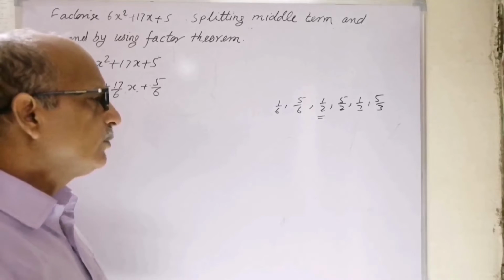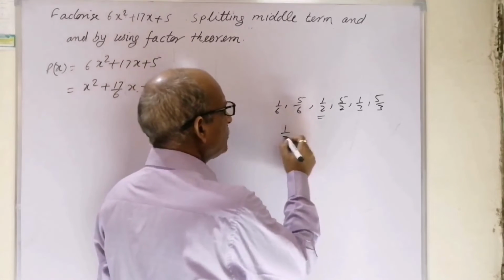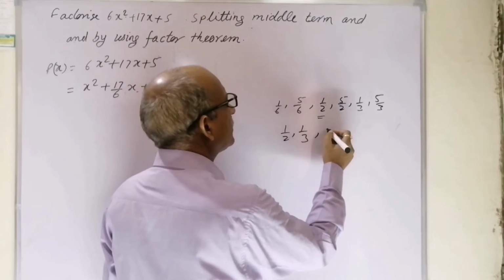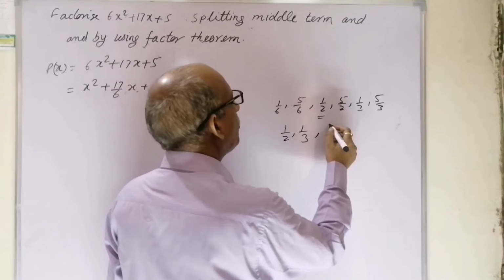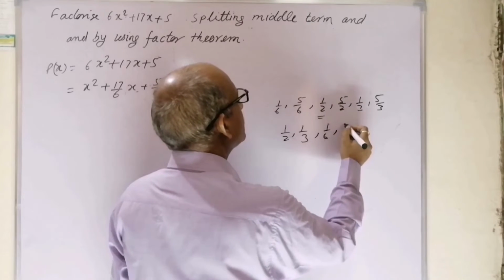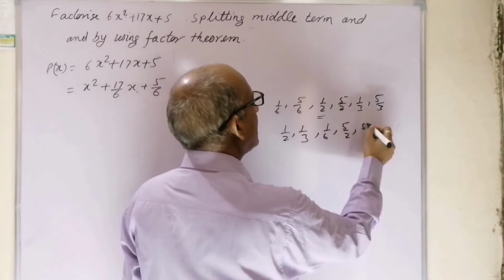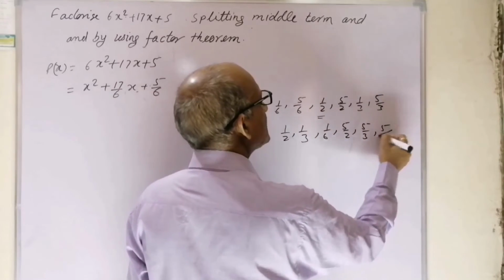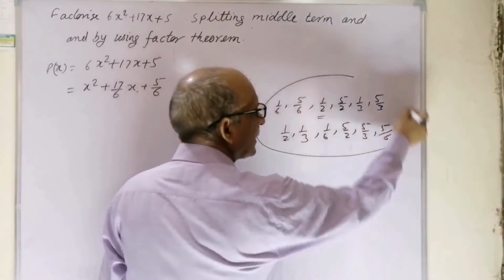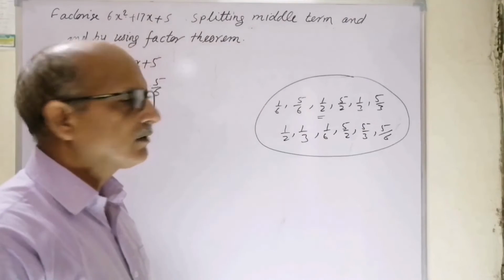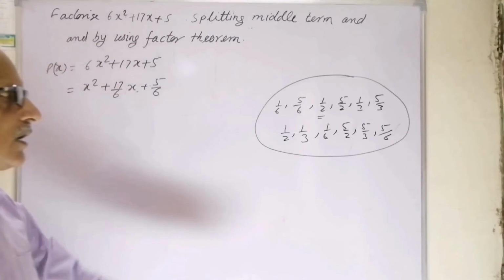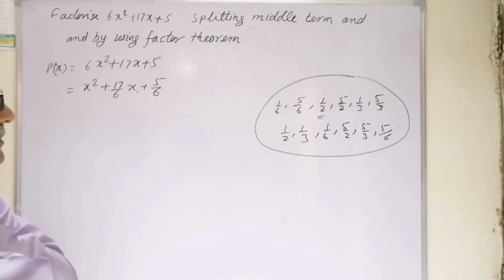Okay, 1 upon 2. You can take in serial 1 upon 2, 1 by 3, 1 by 6, 5 upon 2, 5 by 3 and 5 by 6. This is not a very important fact, but it is made by me for our comfort, nothing else. Now we are going to examine with minus 1 by 2.